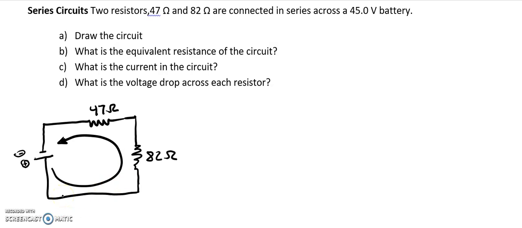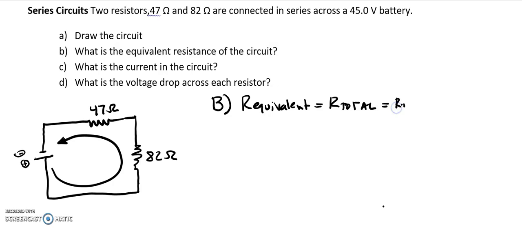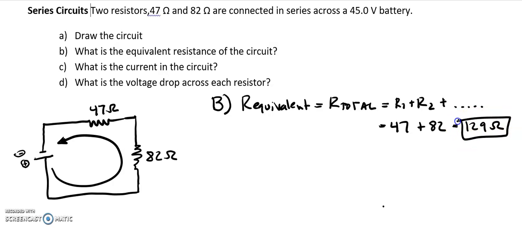So let's go ahead and go through this problem. So we drew the circuit for B. Let's go ahead and find equivalent resistance. Equivalent resistance is a fancy word for total resistance. So I'm going to call it R equivalent, which is just the same thing as R total. And in a series circuit, the rules are you're just going to add up the total resistance of each resistor and keep on going. So in this case, we only have two resistors. So we have 47 plus 82. And I get 129 ohms when I do that.